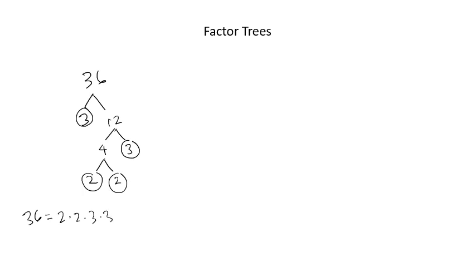Now, an alternative to circling these, you'll see in some books, or you'll see some people when they do these, they will carry down that 3. So this is 4 times 3, and this is 2, 2, 3, and 3. So each level shows this as a product. Either way works.